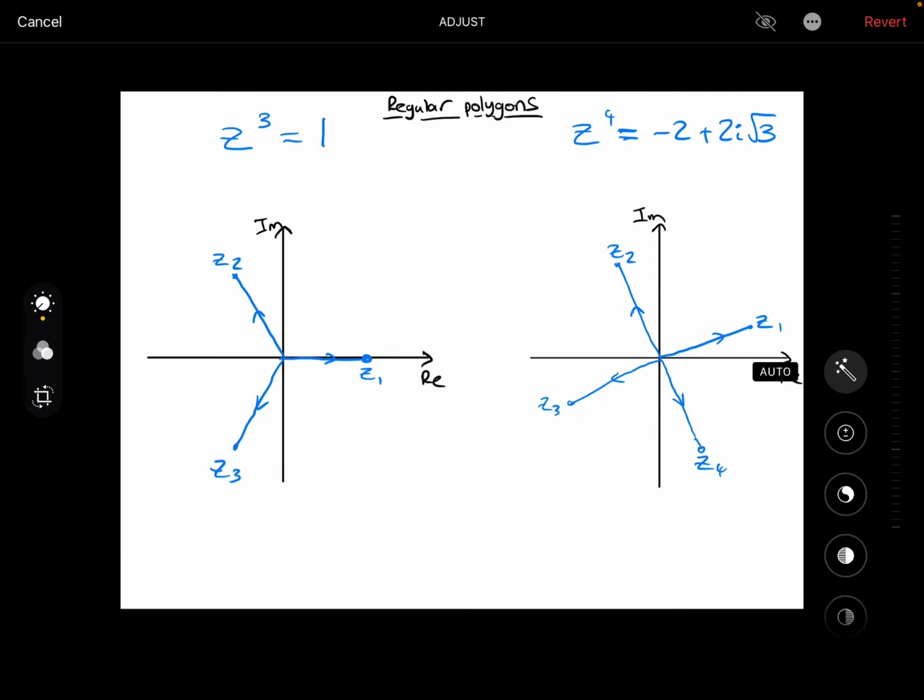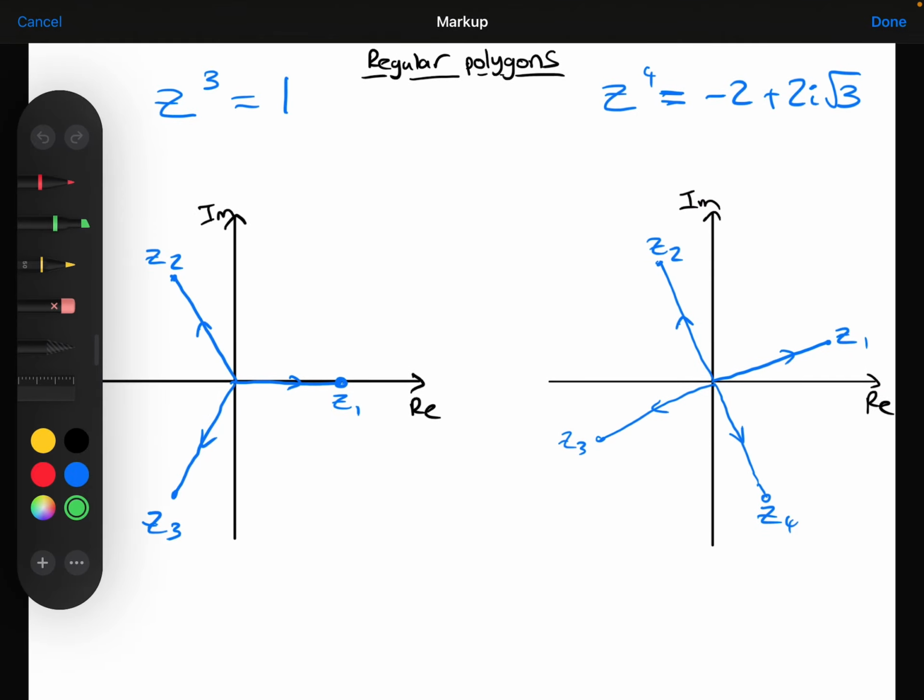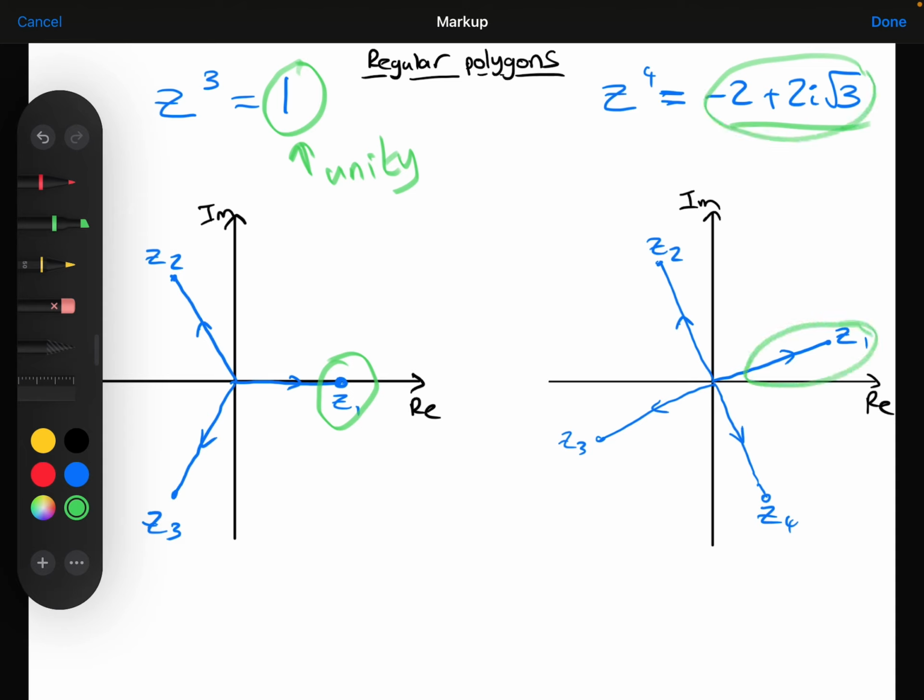Other thing to note at this stage is when our z cubed equals 1, this is called the roots of unity, when it equals 1 as opposed to something else. In the case where it's 1, our first solution is on the real axis. In the case where it's not 1, our first solution is not on the real axis. We've got a little bit of rotation at the beginning there.